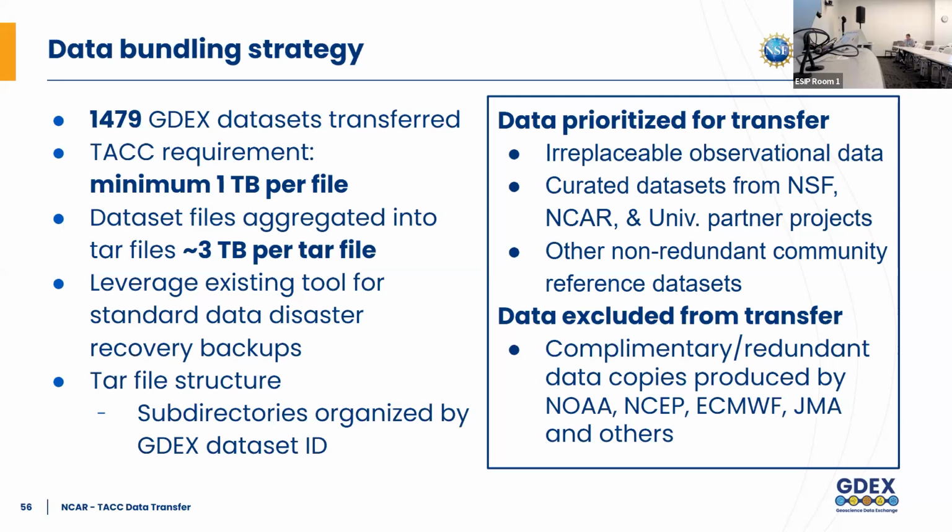What we did not include in the transfer would be the complementary or redundant data copies that were produced by NOAA, NCEP, ECMWF, and JMA, because these data sets are already publicly available at these other organizations, so there's no need for us to transfer them to TAC.